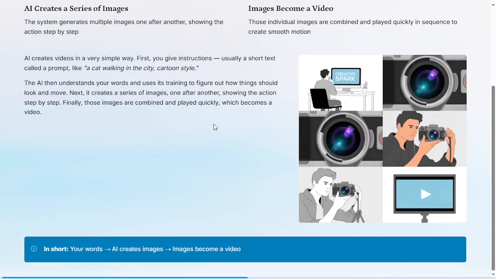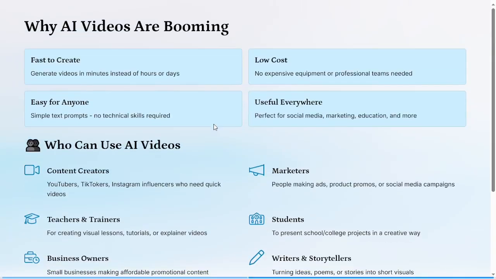Now let us discuss why these AI videos are booming these days. The very first thing is it is fast to create. You don't need film actors, you don't need people to be with you to create a video. You can just do it by yourself with the help of AI tools. So you can generate videos in minutes instead of hours or days.